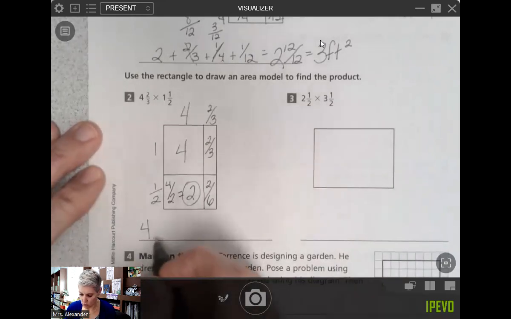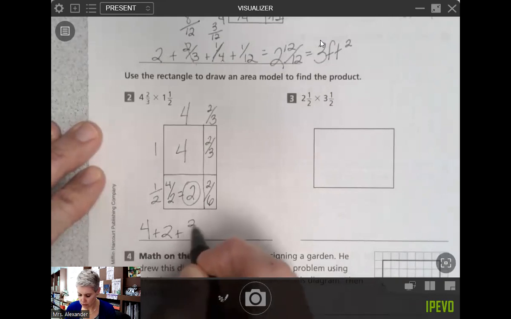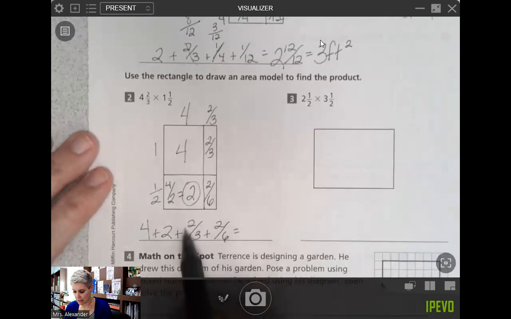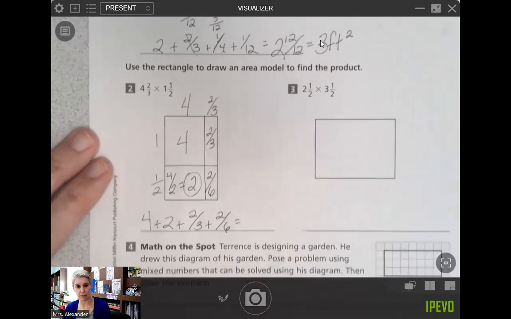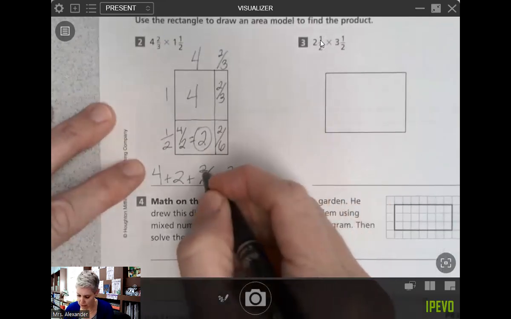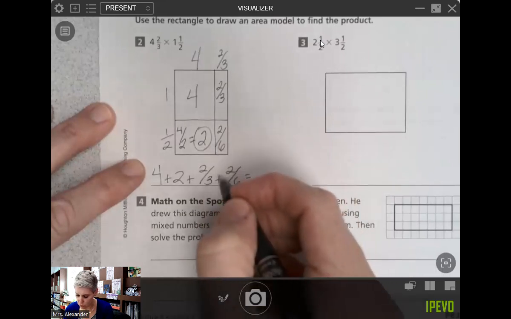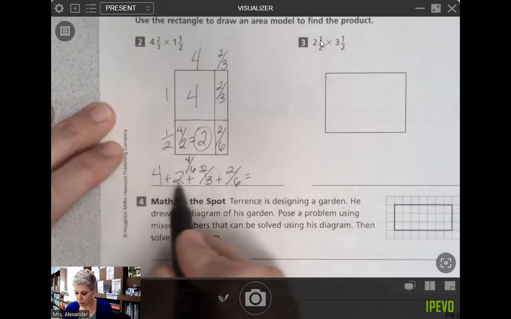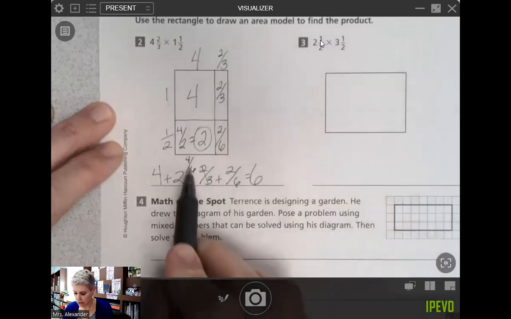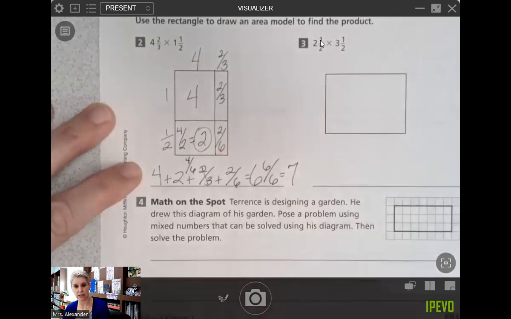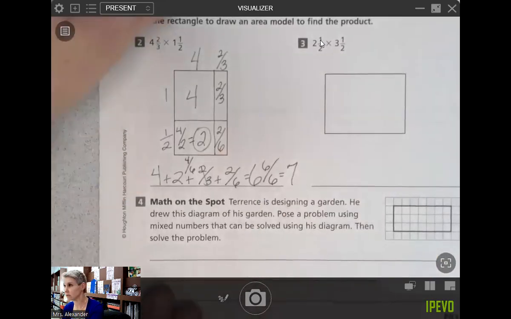So now I have 4 plus 2 plus 2/3 plus 2/6. Again, right here, I'm going to adjust 3 and 6 for my denominators if I'm adding. So I'm going to adjust and make this into 6. 2/3 would be 4/6. So I have 4 plus 2 is 6. 4/6 plus 2/6 is 6/6, which gives us a whole 7. Ooh, these are working out so nicely.